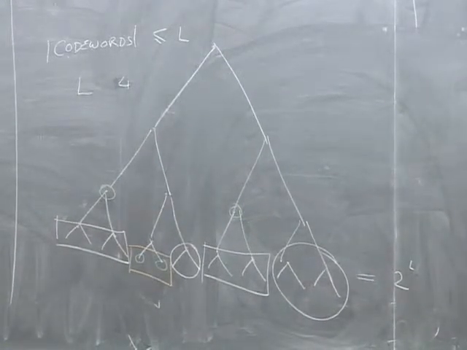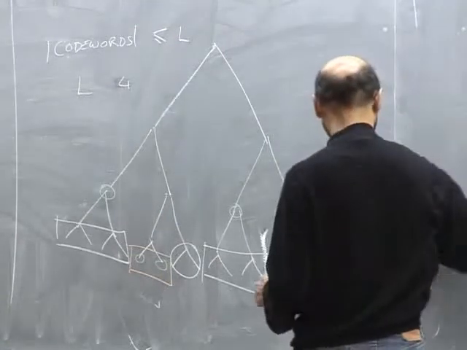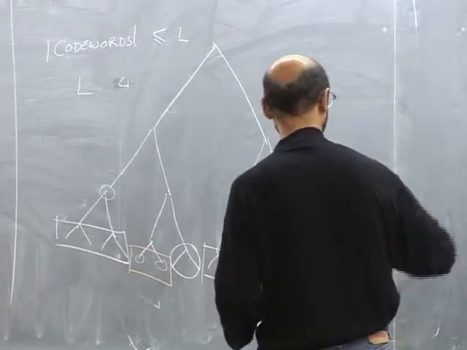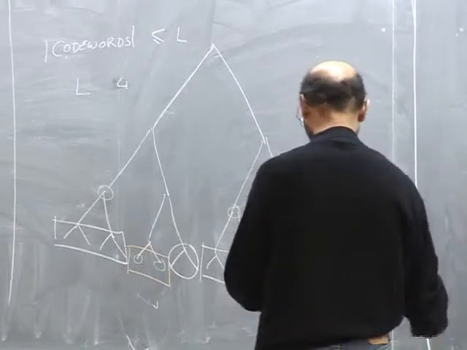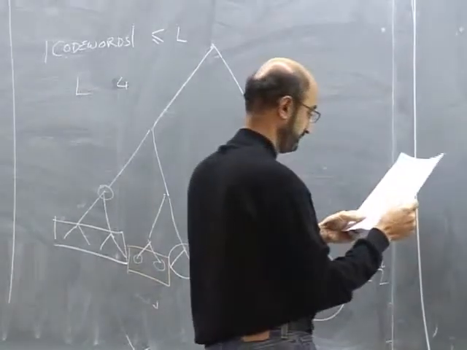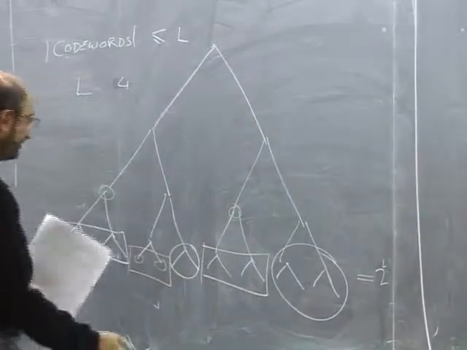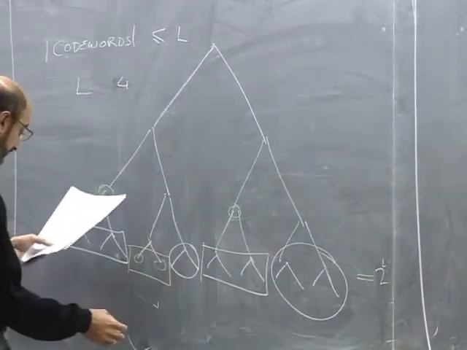So I'm going to leave that up. So this is equal to 2 to the L. I keep writing 4. Okay. So what we say is that I'm going to look at the set of descendants.